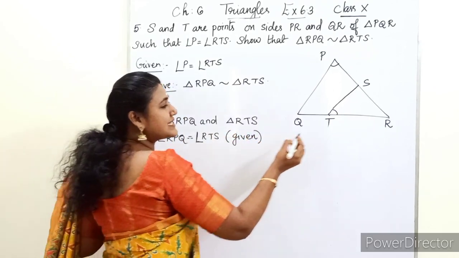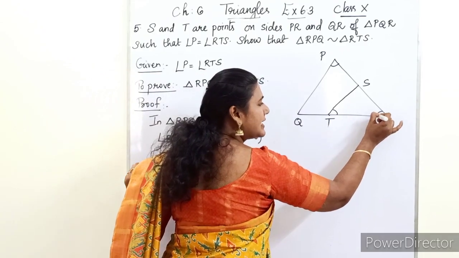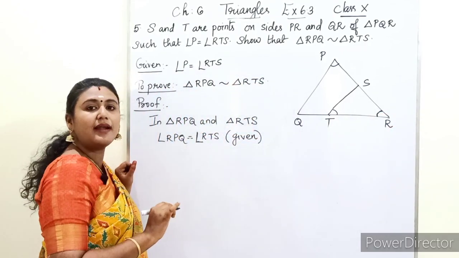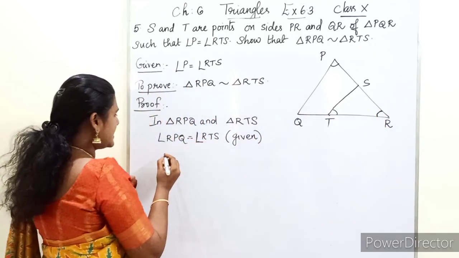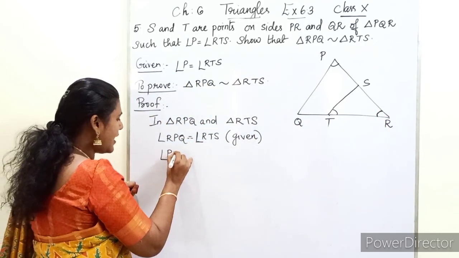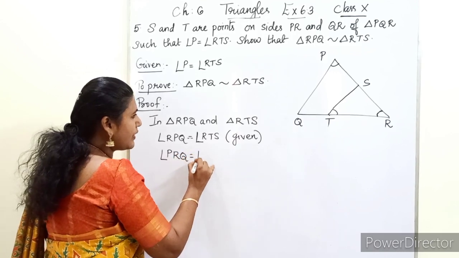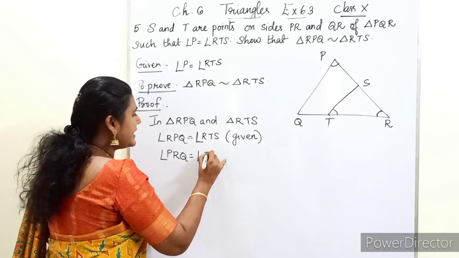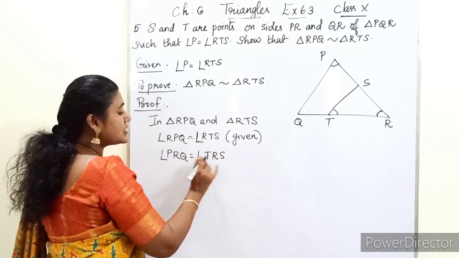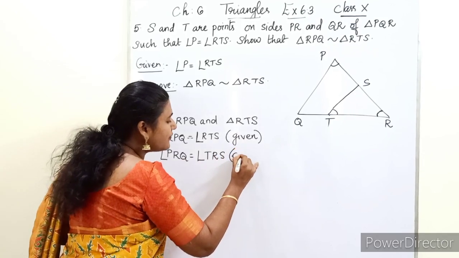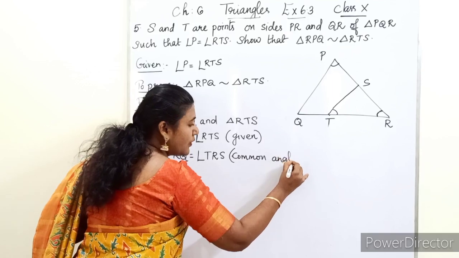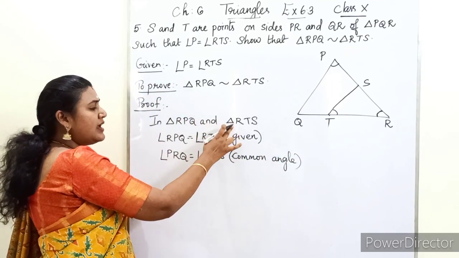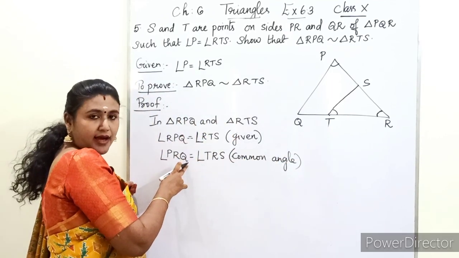And what about this angle R? This angle R is the common angle for both the triangles. So we can write angle PRQ is equal to angle TRS. So this is the common angle for both the triangles. So in these 2 triangles we got 2 angles equal.